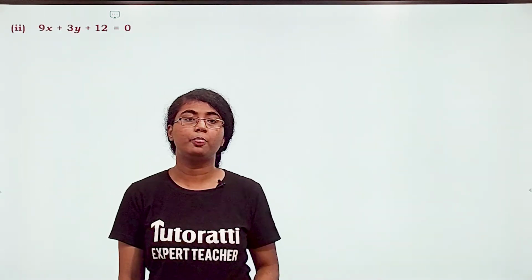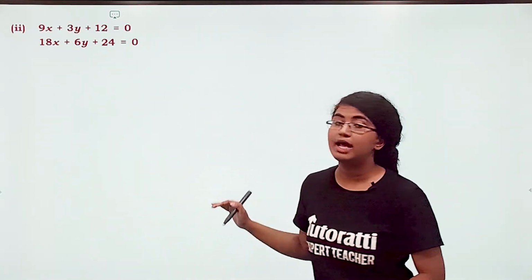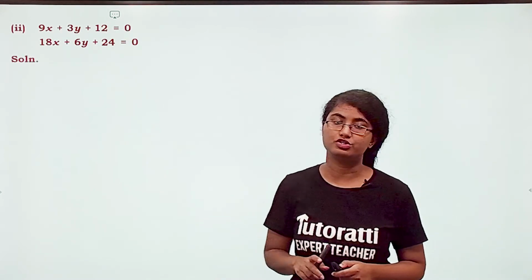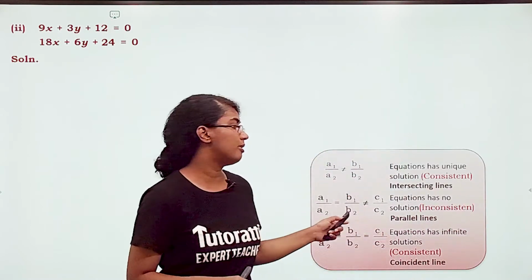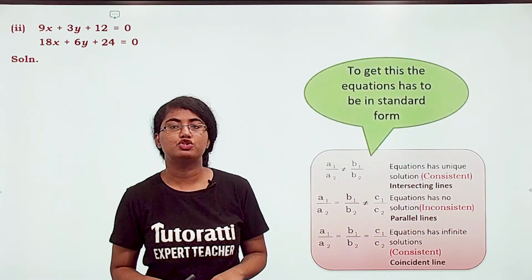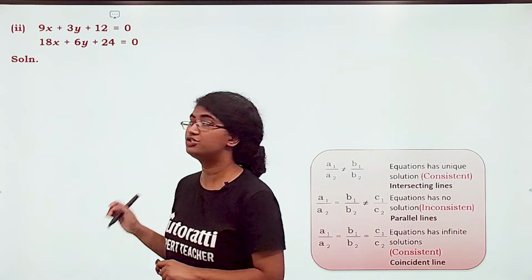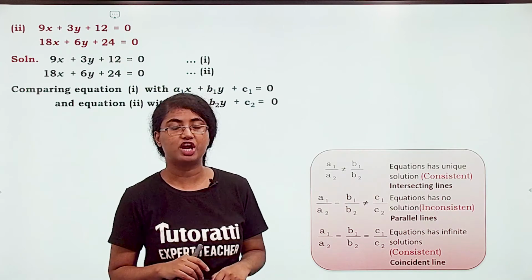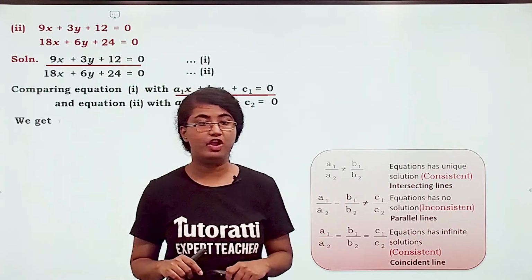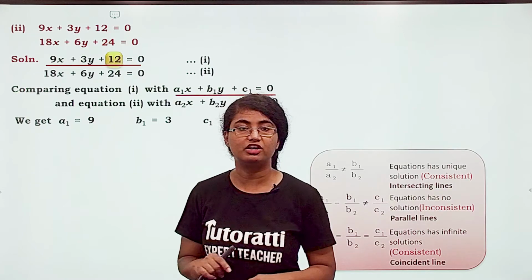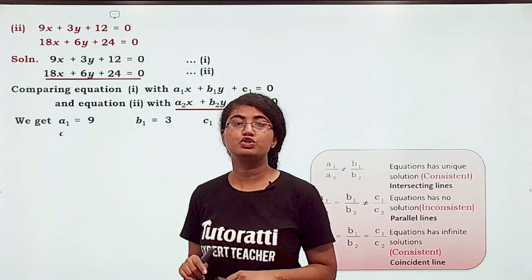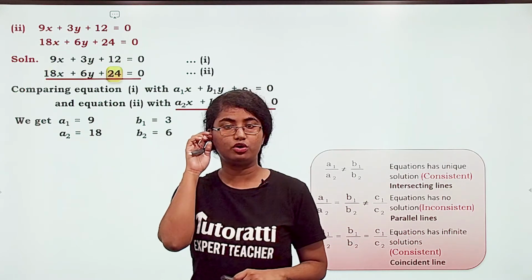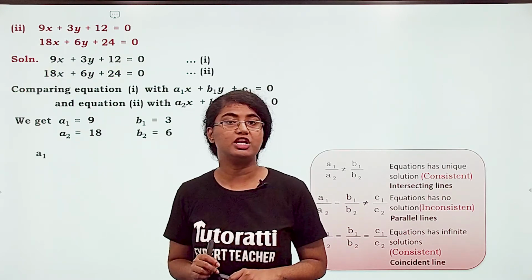One more example. Now this set of equations is 9x plus 3y plus 12 equals 0 and 18x plus 6y plus 24 equals 0. So for the solution, again we need to remember this box. We need to compare this to the standard form. First number the equations. Now compare them with the standard forms. Obtain the values of a1, b1 and c1 from the respective equations. So a2 is 18, b2 is 6 and c2 is 24. Now quickly proceed to obtaining the ratios.